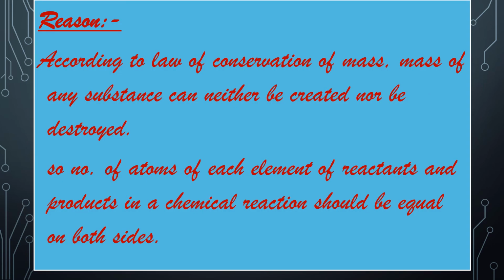Given in the question, why do we balance a chemical equation? The reason behind it is the law of conservation of mass: mass of any substance can neither be created nor be destroyed. So, the number of atoms of each element of reactants and products in a chemical reaction should be equal on both sides.